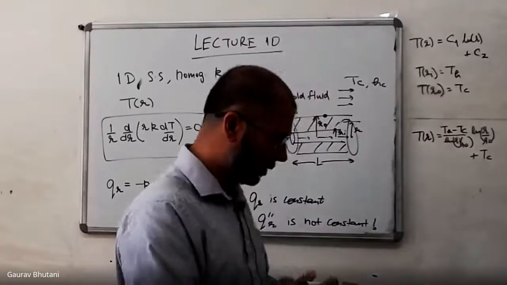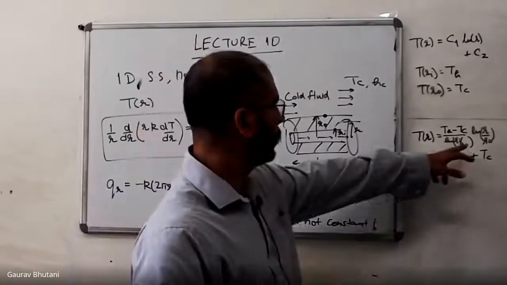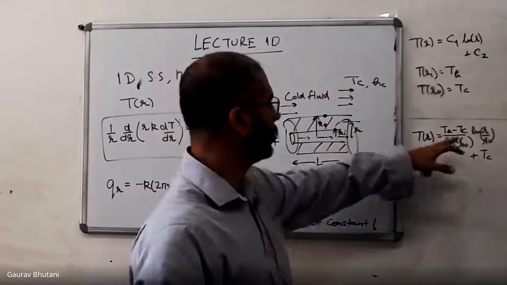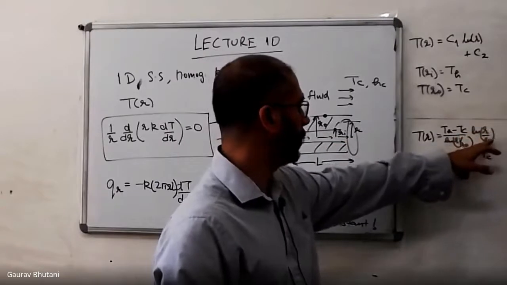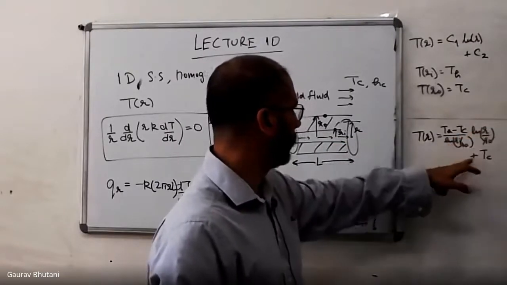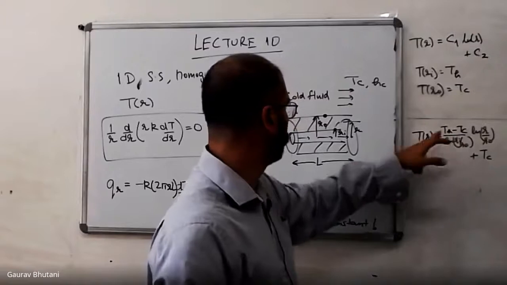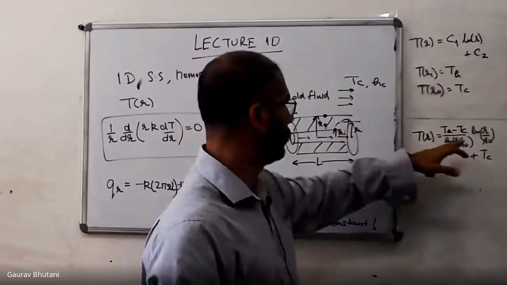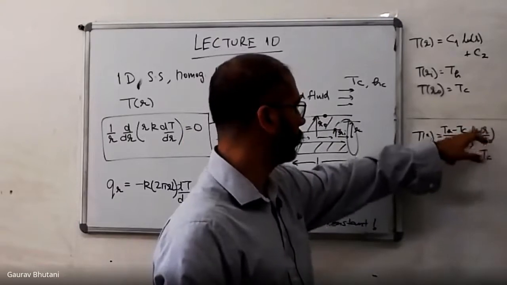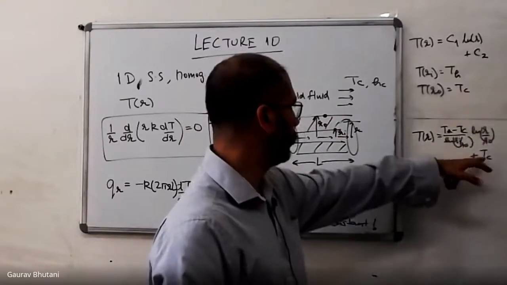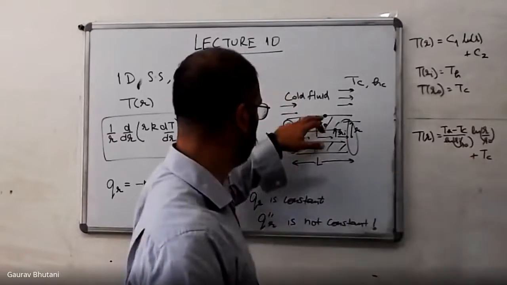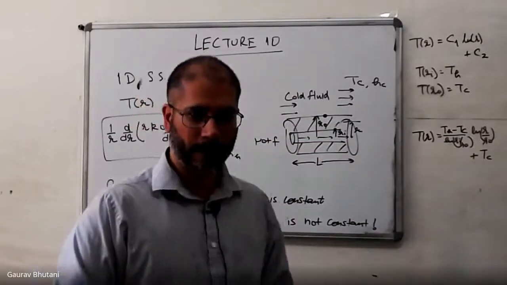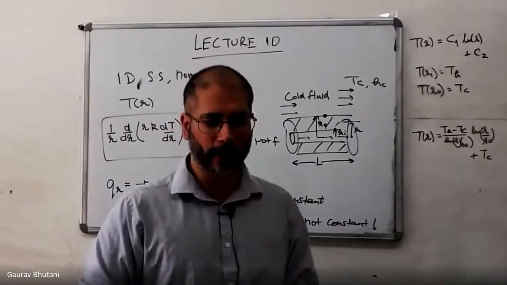Okay, let's check this. If I substitute R equals Ri, which is the inner radius, then I get ln Ri by R naught. So this cancels with this, and then we have simply Th, that's the inner temperature. And if I substitute R equals R naught, then this becomes 1, so the log becomes 0, and we get Tc, which is the outside temperature. Okay, so this is my temperature as a function of R. You can see it's a logarithmic variation.